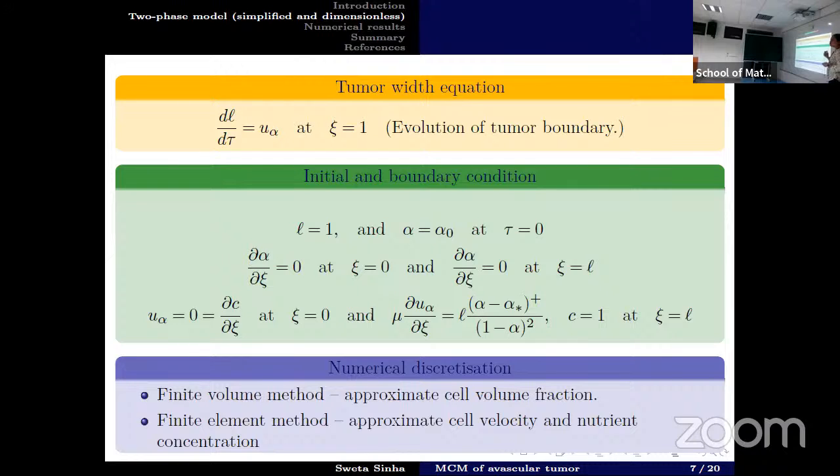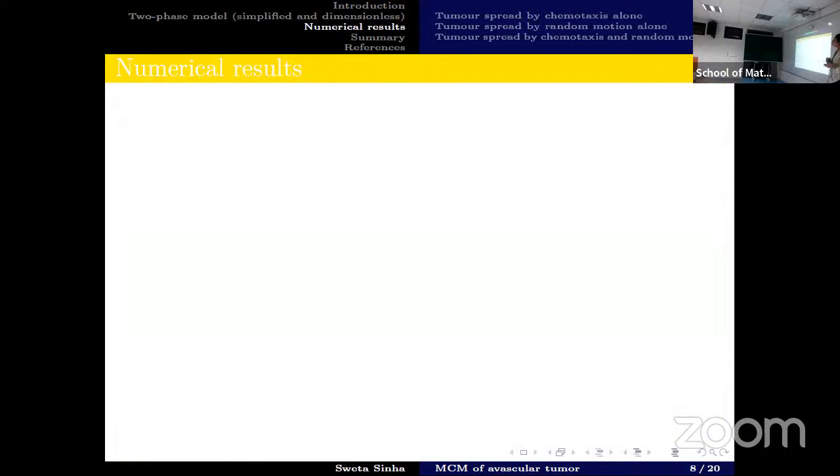So in order to solve these equations, we have used the finite volume and finite element methods. The cell volume fraction equation is approximated using the finite volume method, and the cell velocity and nutrient concentration equations are approximated using the finite element method. So now we will move to the results obtained by solving these equations.